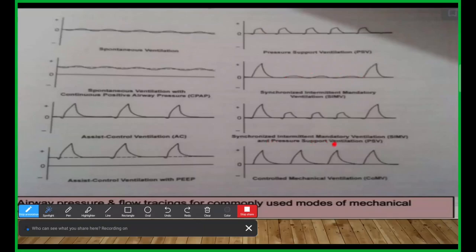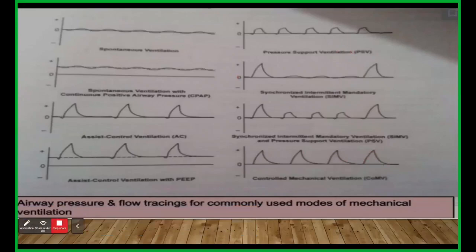Now, SIMV mode with pressure support ventilation. The spontaneous breath of the patient's tidal volume will be replaced by the pressure supported breath in this combination mode. SIMV mode: mandatory breath, supported breath, and then the mandatory breath. Mandatory breaths are in between supported by pressure support ventilation. Now coming to controlled mechanical ventilation, there is no trigger. Only ventilator-given tidal volume, with ventilator breaths seen at the set respiratory rate. These are the differences between the waveforms in the different modes.